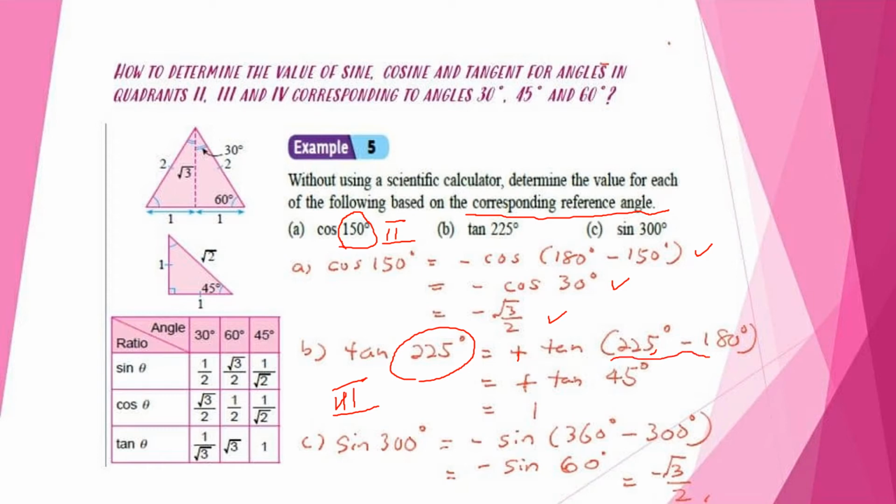225 degrees minus 180 degrees, which is 45. From the special angle, you know that tangent 45 is equal to 1.